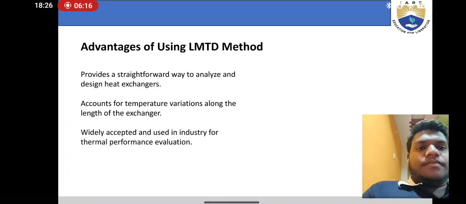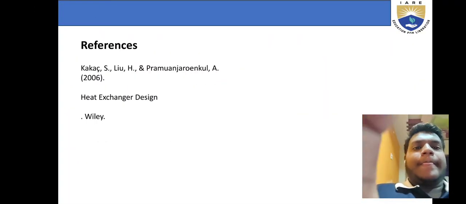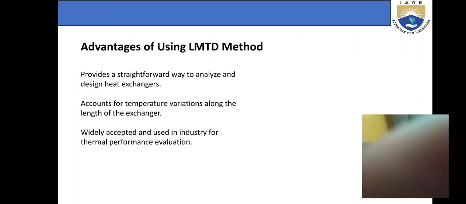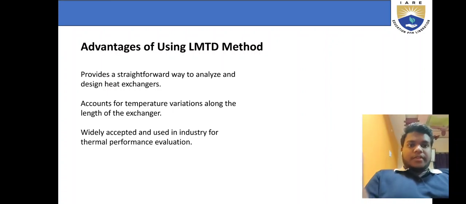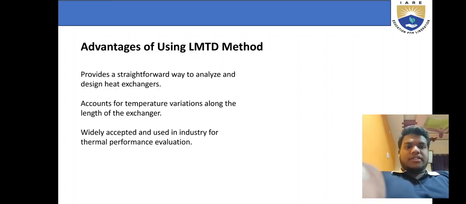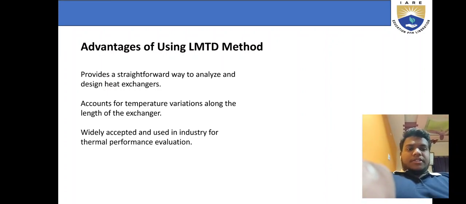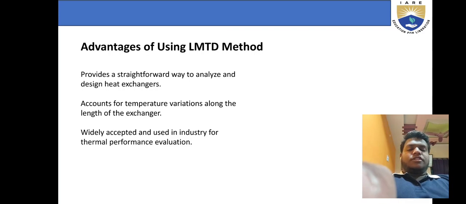Advantages of using the LMTD method. It provides a straightforward way to analyze and design heat exchangers, accounts for temperature variations along the length of the exchanger, and is widely accepted and used in industry for thermal performance evaluation.